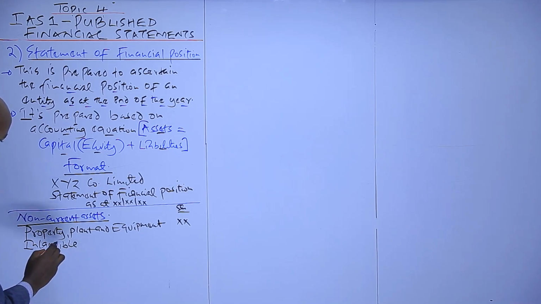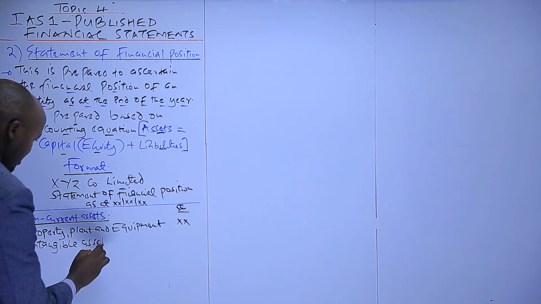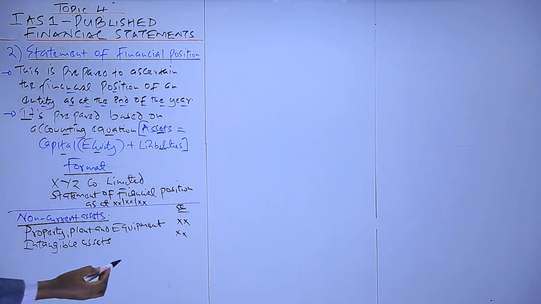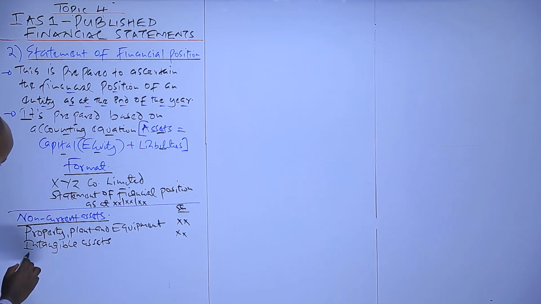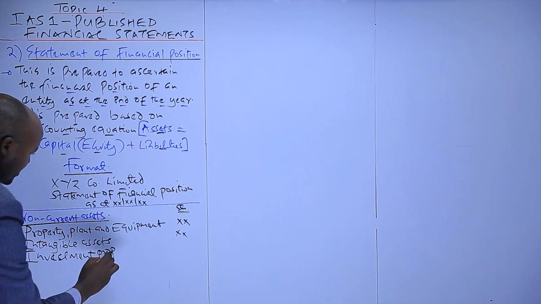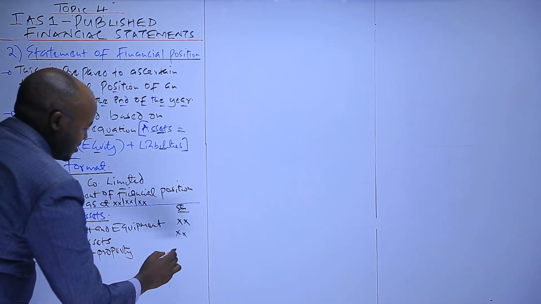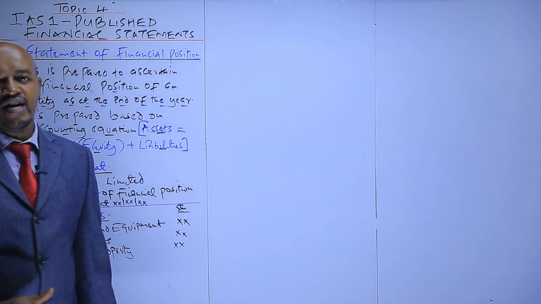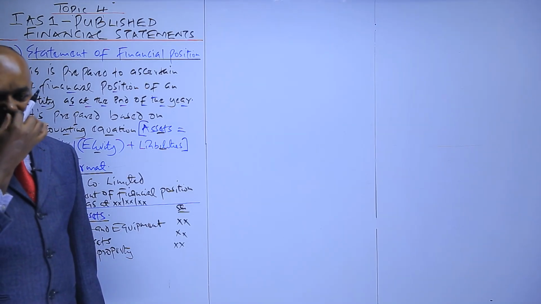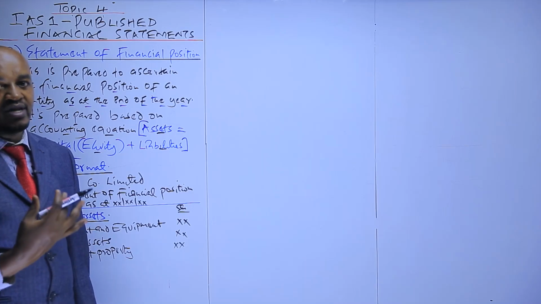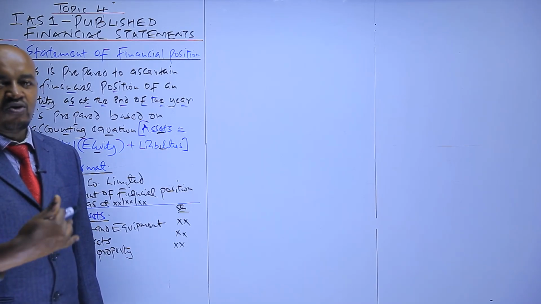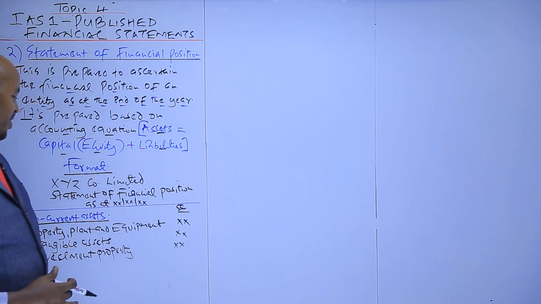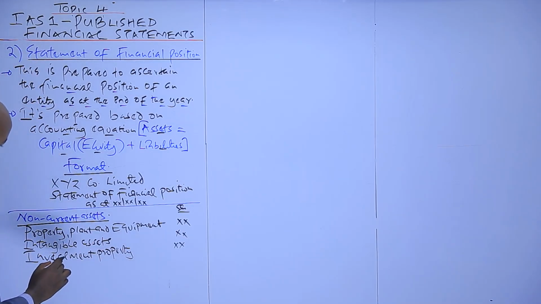We also record intangible assets. These include things like patents, things like what? Copyright and so on. We also have the investment property. Investment property includes any land which is acquired by the company for it to appreciate, so the company can sell it in future, or any building which is constructed by the company to lease it out, earning what? Some rental income. So that is an investment property. And then we also have investments.